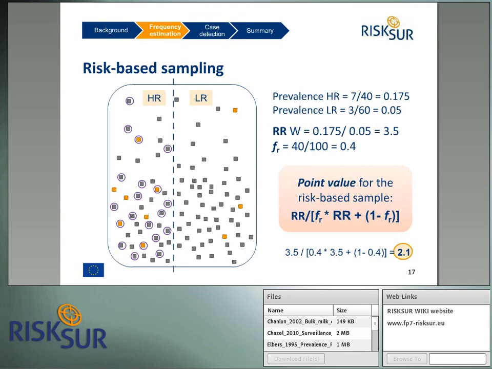From previous investigations, we knew the prevalence in the two strata, so we can compute the risk ratio. We also knew the proportion of units at high risk, which in this example is 40% of the population living in the western side of the country. Therefore, we can calculate the point value of our sample using the formula displayed here, obtaining 2.1. What does this number mean?